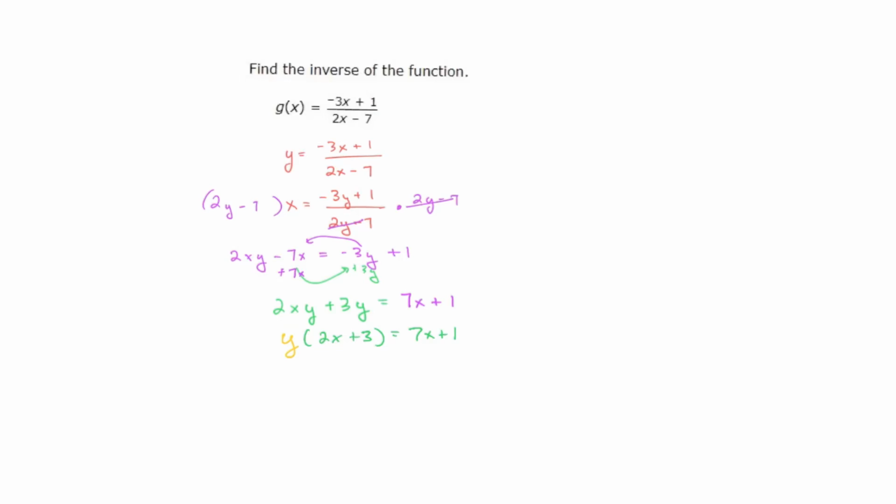And then if this is multiplying the y, then we could simply divide both sides by 2x plus 3, divide both sides by 2x plus 3. And then our inverse, we'll say this was g of negative 1, our inverse is going to be 7x plus 1 over 2x plus 3.